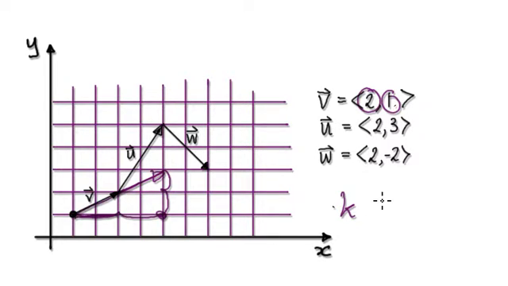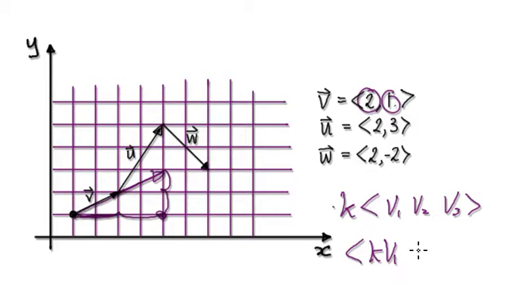So when you simply have a scalar times a vector, v1, v2, v3, then that would be the same as kv1, kv2, and kv3. That will have the same effect.